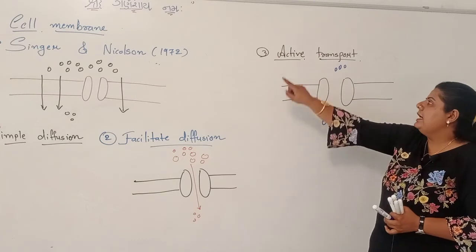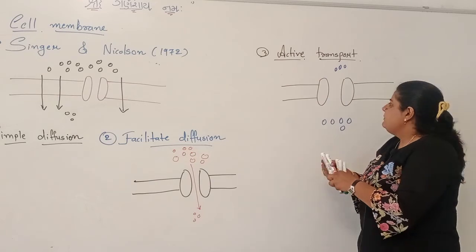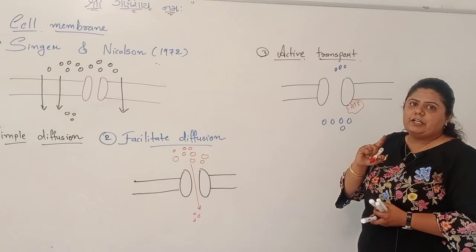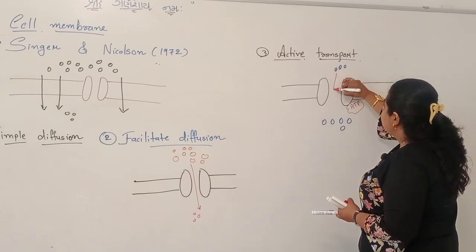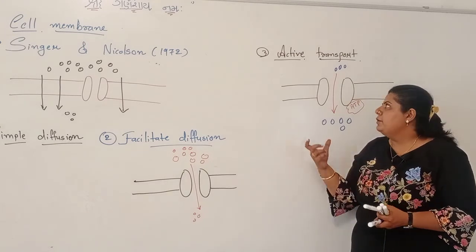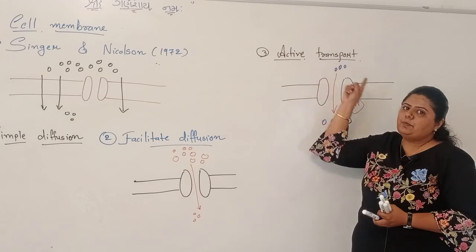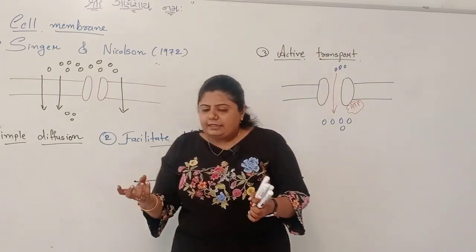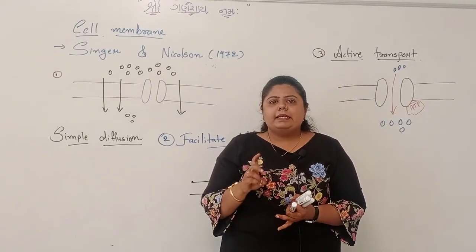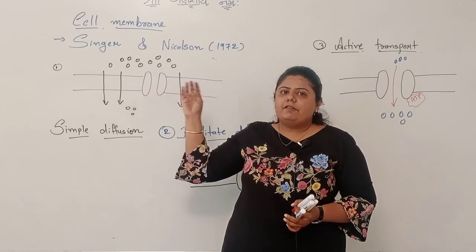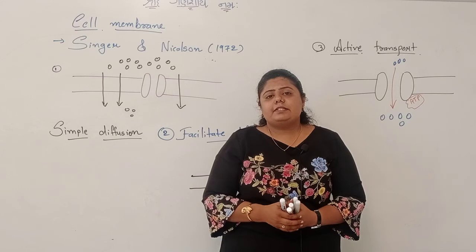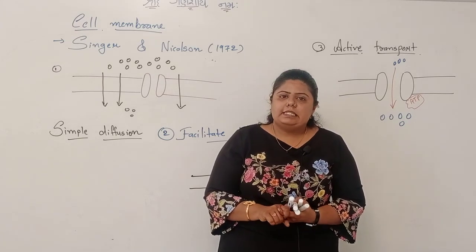That's why it's called active transport. When a cell uses its ATP for the transportation of molecules from lower concentration to higher concentration, this type of movement is called active transport. So what did we study in this lecture? Animal cell, plant cell, cell membrane and diffusion, facilitated diffusion and active transport. Next lecture we will study the endomembrane system. Thank you.